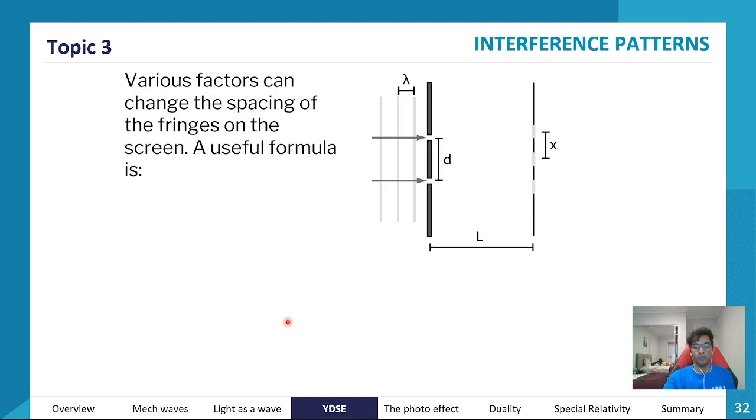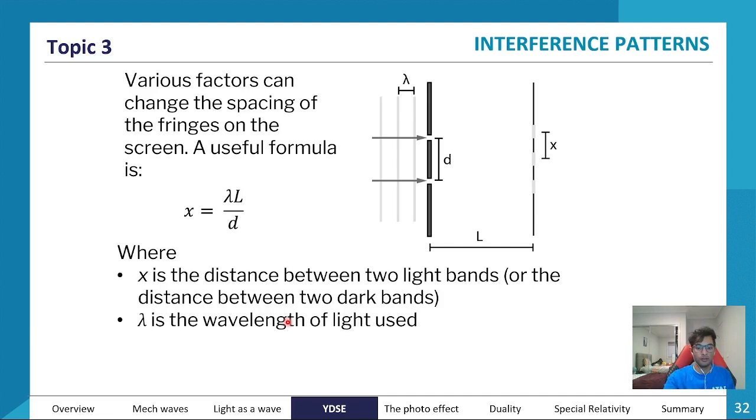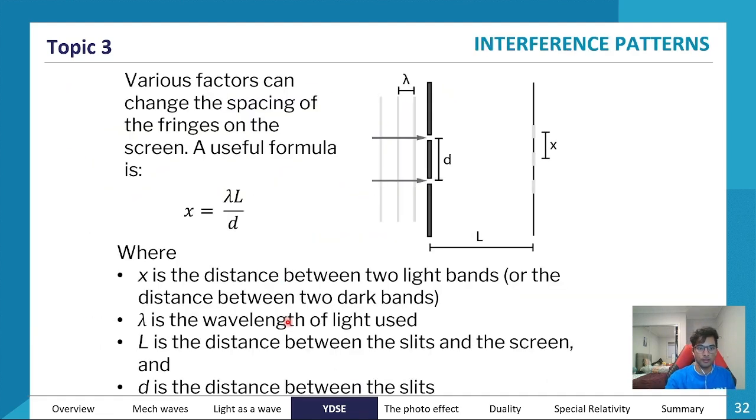was that you can get this formula, where x is equal to wavelength times length divided by distance. Wavelength is the wavelength of light, distance is the gap between the two slits, and length is the distance from the apparatus to the wall. All of this will give you a distance of x, and x is basically the distance between two light bands or two dark bands.